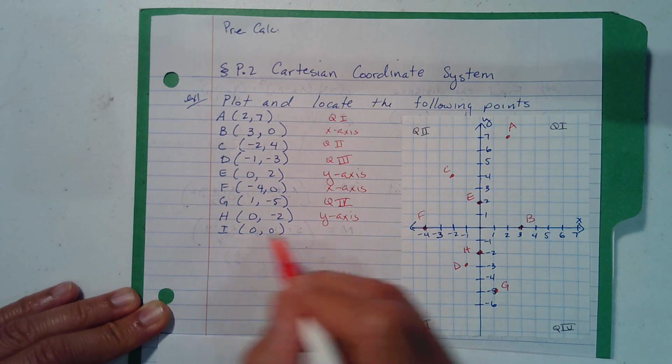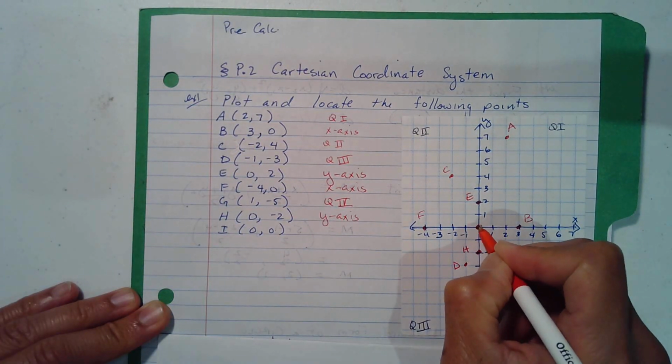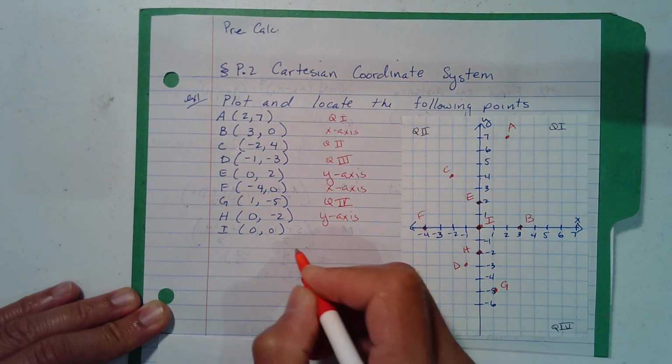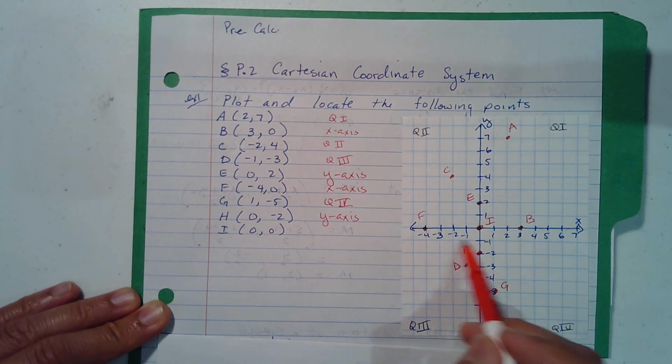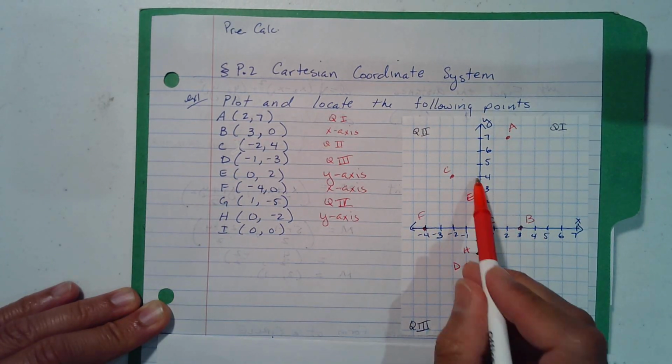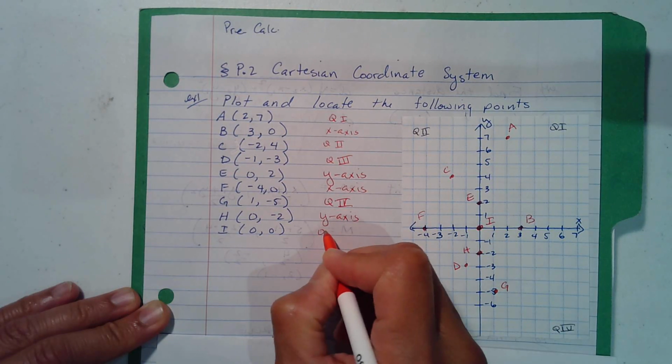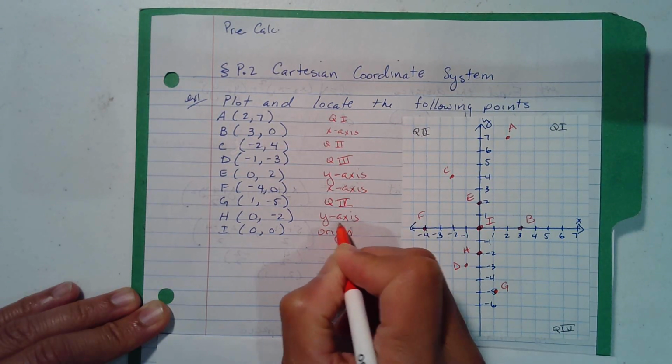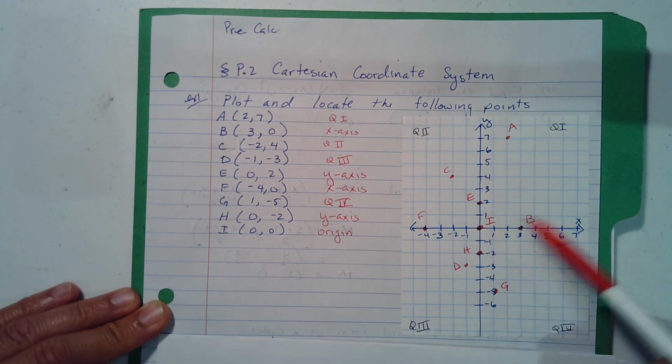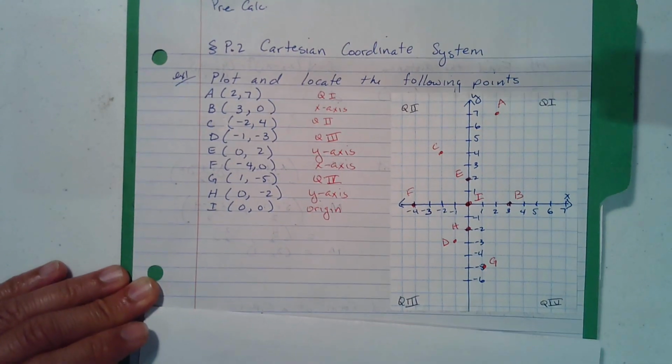And point I, (0, 0), so that's not in a quadrant, and it's on both the x and the y-axis, and this is what we call the origin. So we plotted the points and we gave the location of each point. Again, a review of geometry.